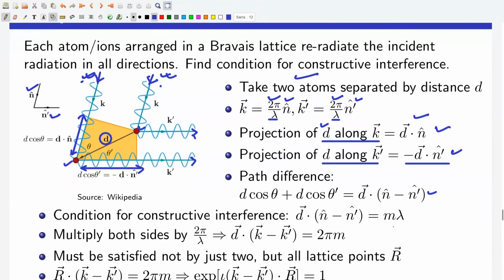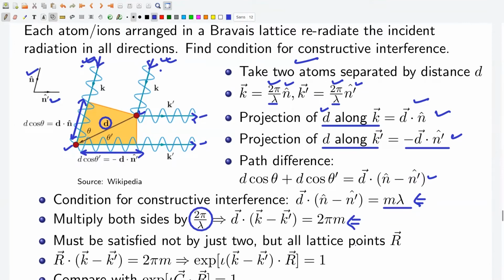Now what is the condition for constructive interference between these two waves? The path difference should be equal to some integer times the wavelength. Then we take this equation and multiply both sides by 2 pi by lambda, and we can rewrite the equation as d dot k minus k dashed equals 2 pi m. So this is the condition for constructive interference.